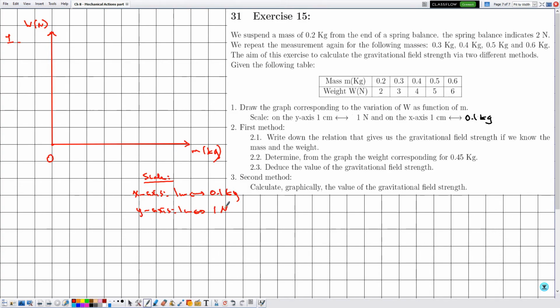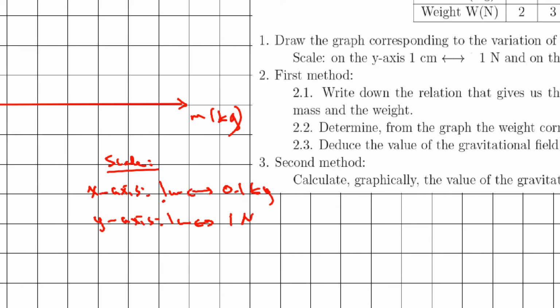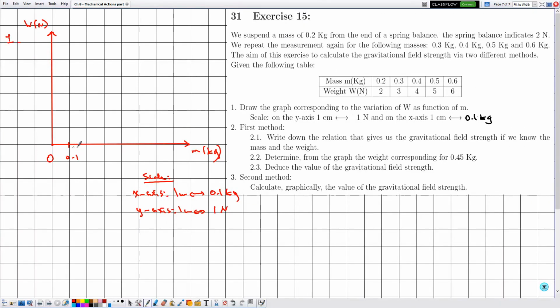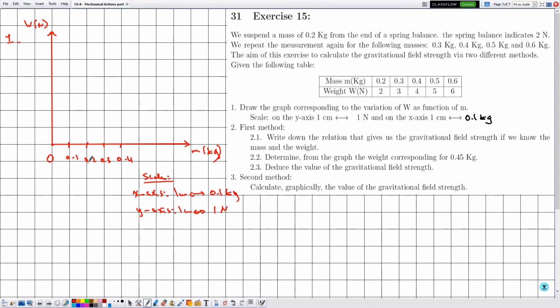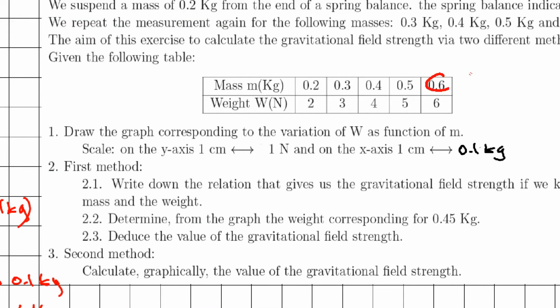Now it is correct. So we will move 0.1 on the x-axis. Each centimeter we will add 0.1, 0.2, 0.3, 0.4. Now we need to stop at some point. This point, which is the final point, is usually referred to the table. So notice that we will stop at 0.6.